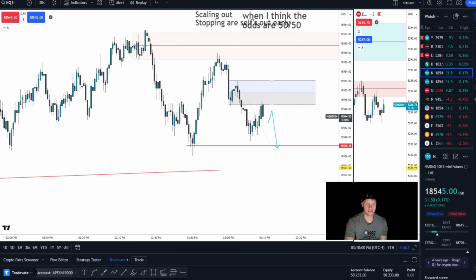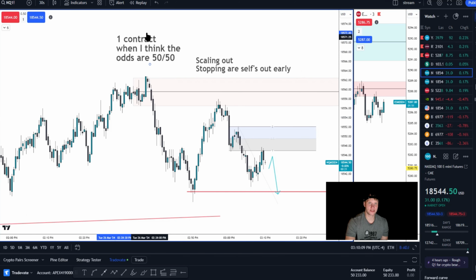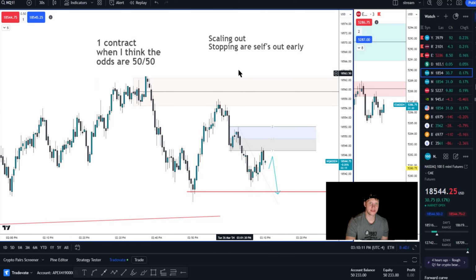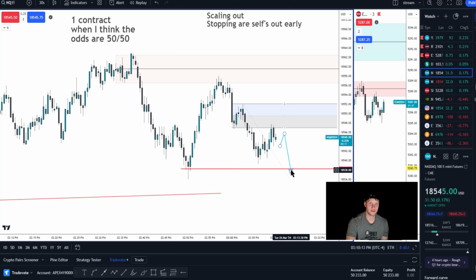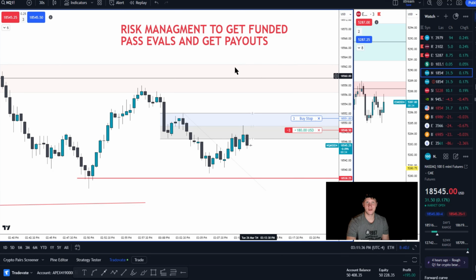I have a 50K Apex account here, 50,233. I'm going to show you guys how to scalp on a low time frame. This is going to be more about risk management than it is about strategy. You can use any strategy, but there's a certain style of risk management that's going to allow you to really succeed with these evaluations or really fail with them. So that is the goal today, is to teach you risk management to get funded, pass evals, and get payouts.